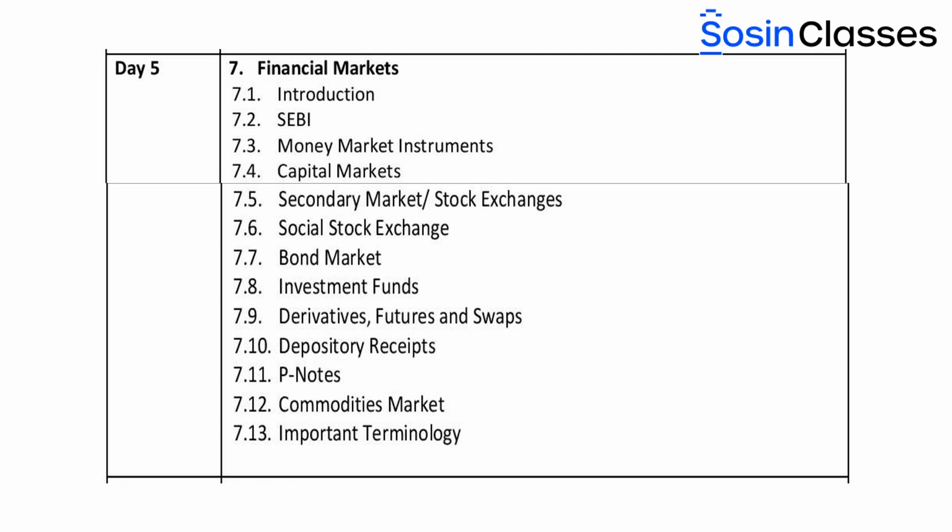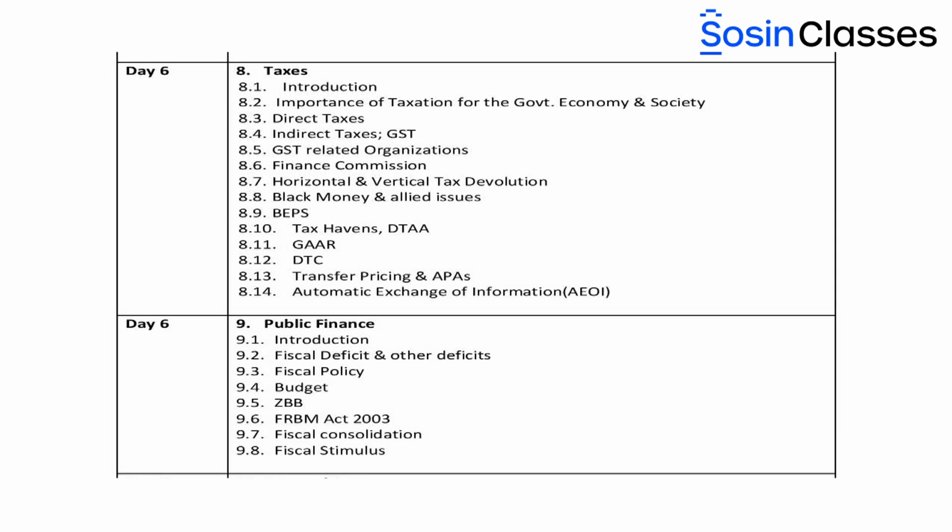So that brings me to day 6. Day 6 is all about taxes, the direct taxes and the indirect taxes. So that's all the concepts related to taxes we'll be looking at on day 6. So day 6 is taxes and public finance.